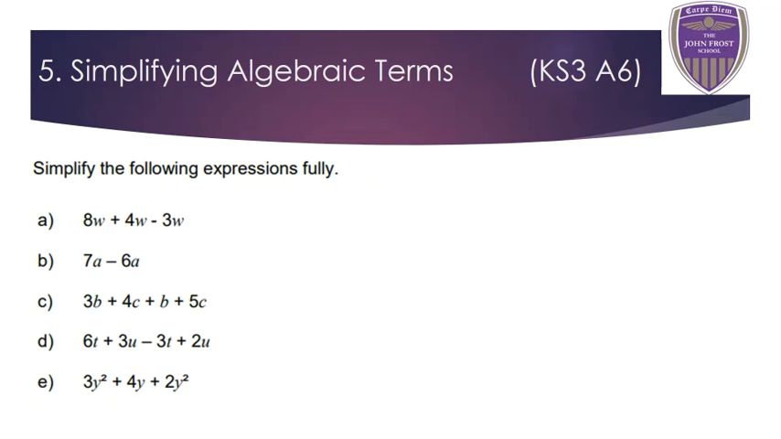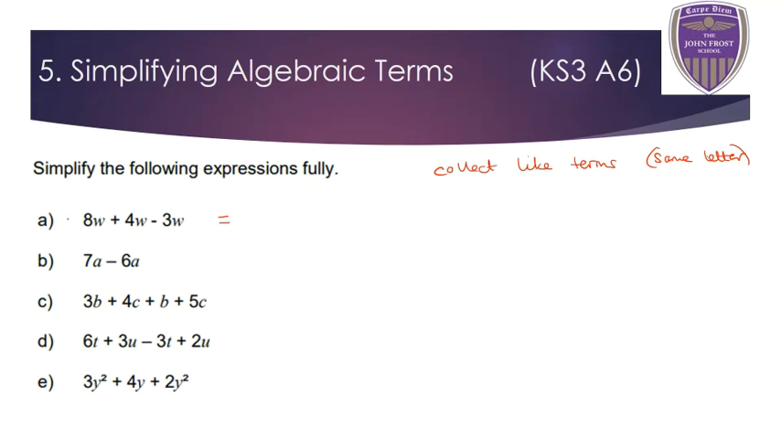Okay, moving on then. So simplifying algebraic terms. All right, it says simplify the following expressions fully. So when we say simplify in algebra, we mean to collect like terms. So collect together the terms that are the same. All right, and same terms mean the same letter usually. Okay, so collect together the things that are the same. So in question A here, look, there's only W's in the question.